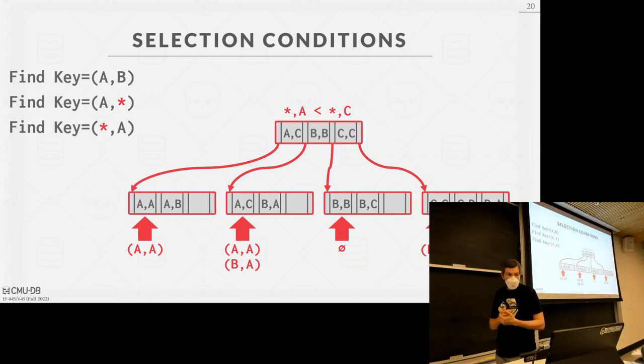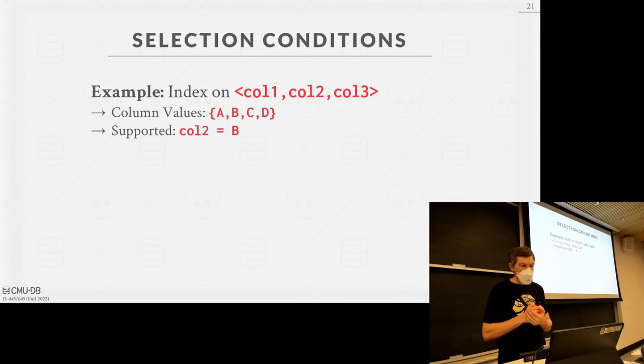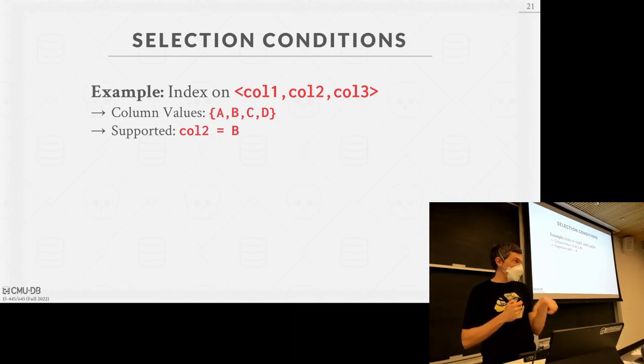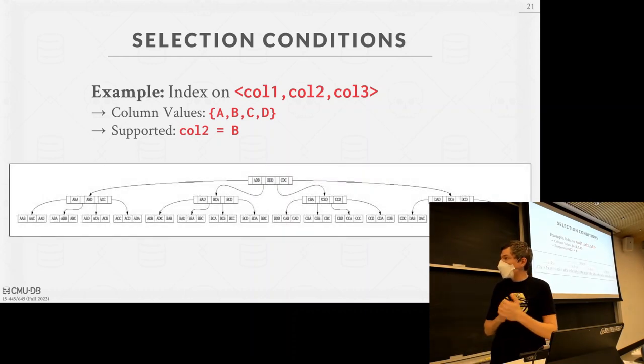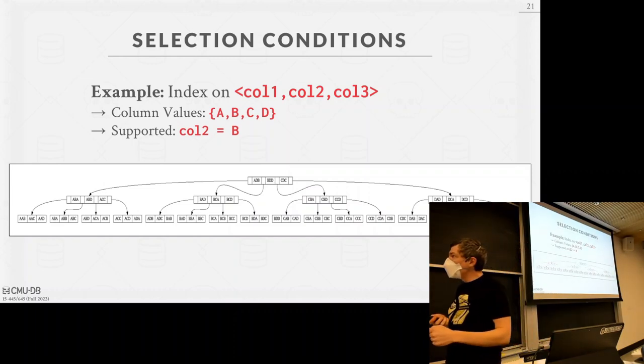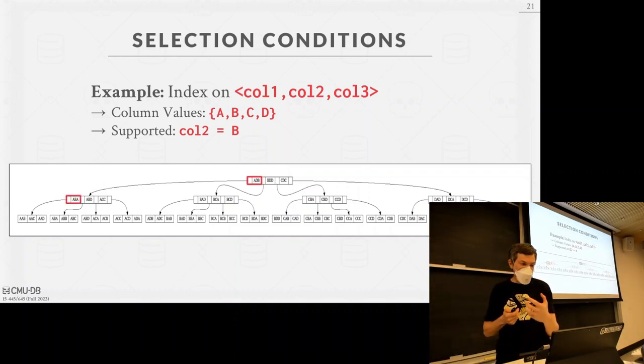So let me do a more sophisticated example here. So now I've indexed on column 1, column 2, column 3. And then the values that I could possibly have for these columns are either A, B, C, or D, right? And I'm going to do a lookup now where column 2 equals B. So this is a gross diagram. It's small. Again, this is why it's hard to show these things in PowerPoint, because things get real packed. But the main takeaway I want to show you is that I start here at the top, and I know that I want to do a lookup where column 2 equals B.